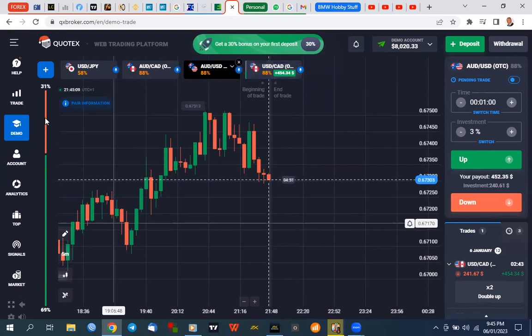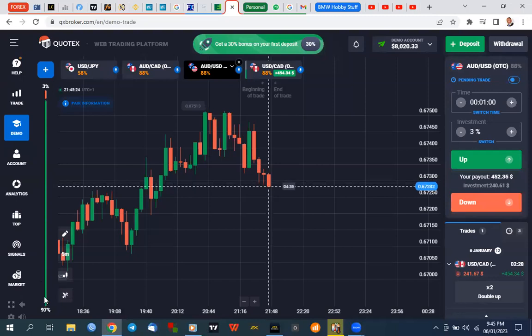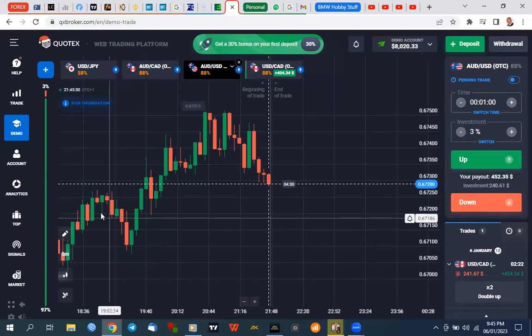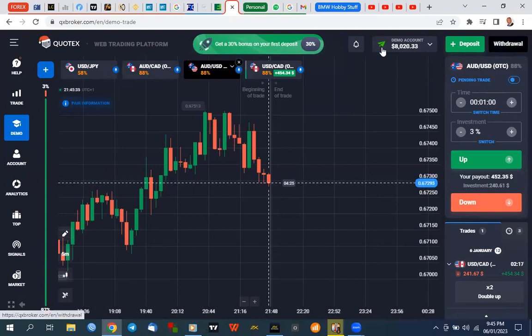Now, if you look on the left here, these bars seem to be moving. For the current currency, it is showing the buyer's power against the seller's power. That's what it is: the push of the buy and the pull of the sell. And I believe that's all we need to know here.